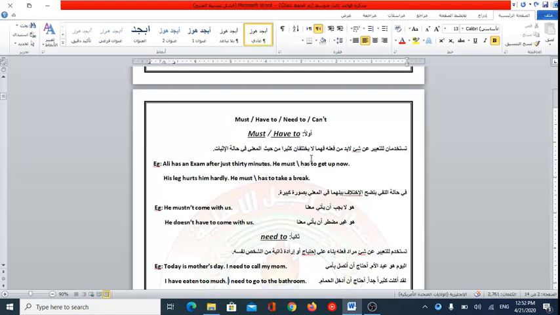There is no difference in the meaning between must and has to or have to. Let's read another example. His leg hurts him horribly. He must or he has to take a break. Both are right. Both are okay.